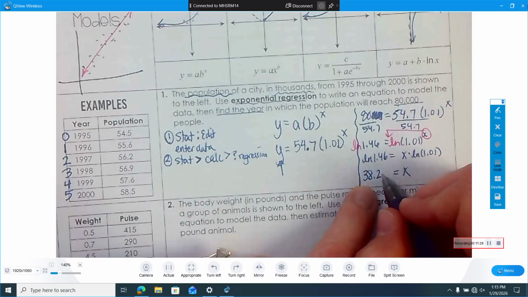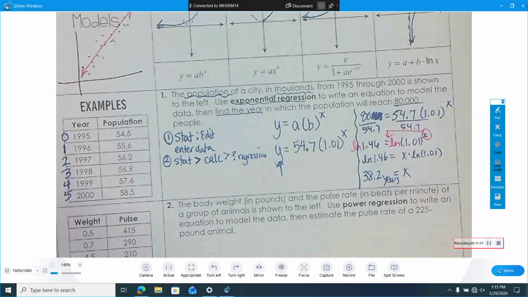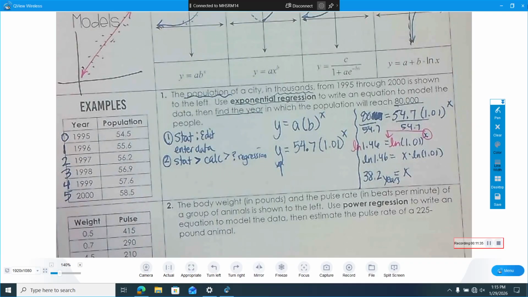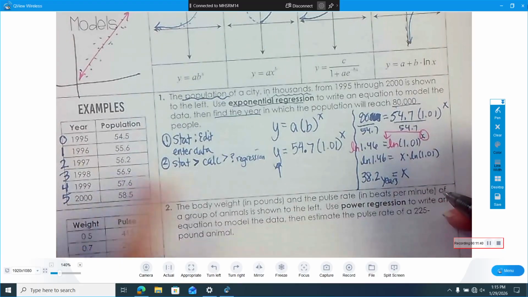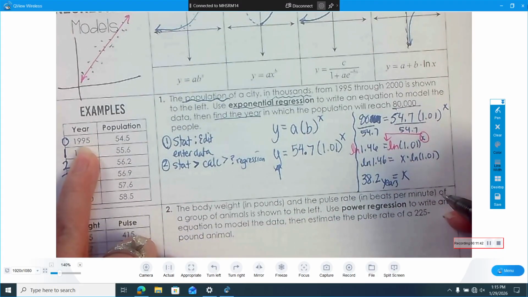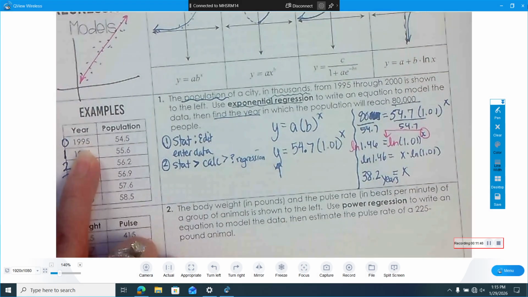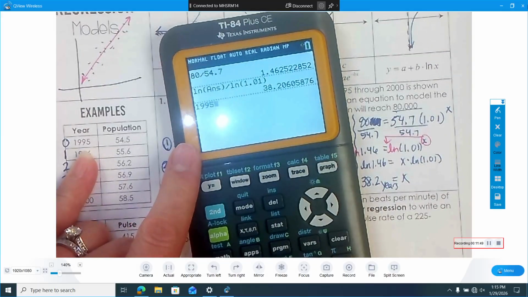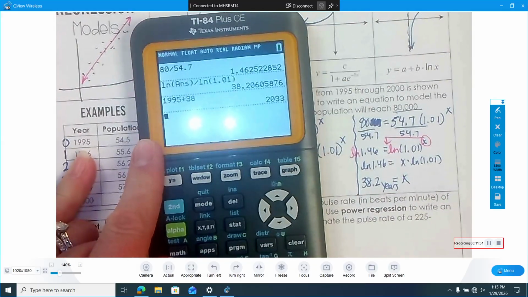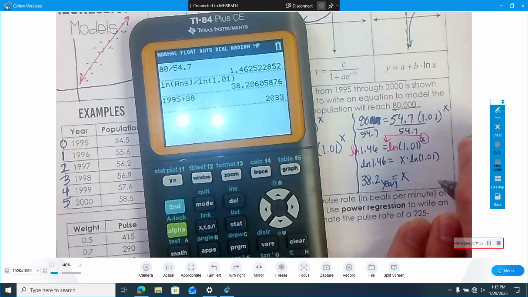The years, 38.2 years. So is this year 38? What does that really mean? 38 years plus. So 2038? No, this is starting in 1995. Starting from 1995, you add 38.2. So starting in 1995, we're adding 38 years. 2033. So, during this year.